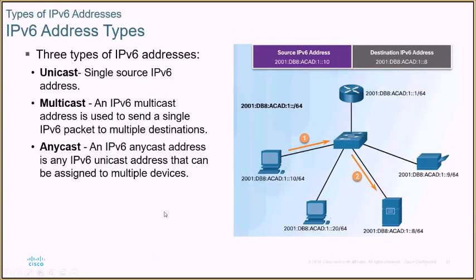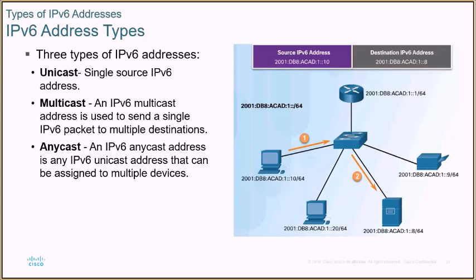Okay, so basically there's 3 types of addresses again: a unicast, a multicast, and an anycast. Now, unicast is exactly the same as what we were talking about in IPv4, one source, one destination. A multicast is one source to a group of destinations who are interested.